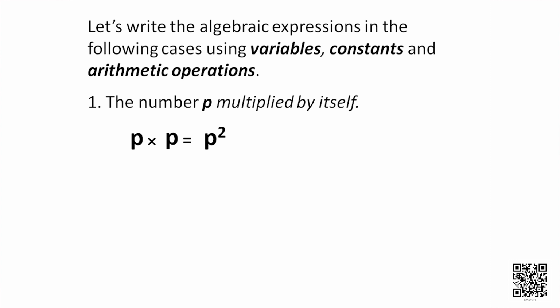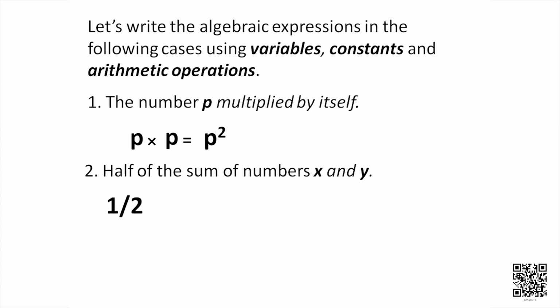Another example, we have half of the sum of numbers x and y. So we have given two numbers x and y and the sum of them, then we will take half of it. So let us see how we can write it as an algebraic expression. So half of the sum of x and y. So this gives us half of bracket x plus y. So this becomes an algebraic expression for half of the sum of numbers x and y.